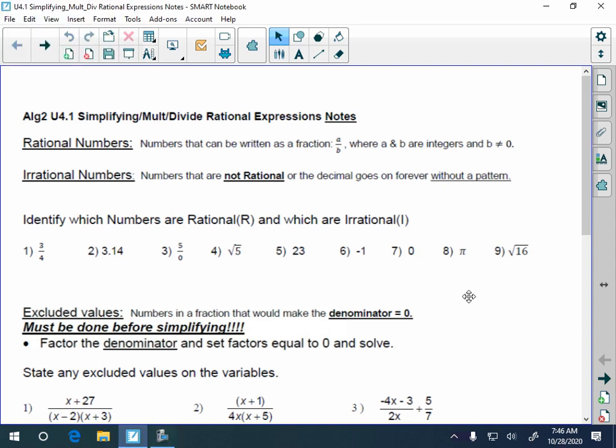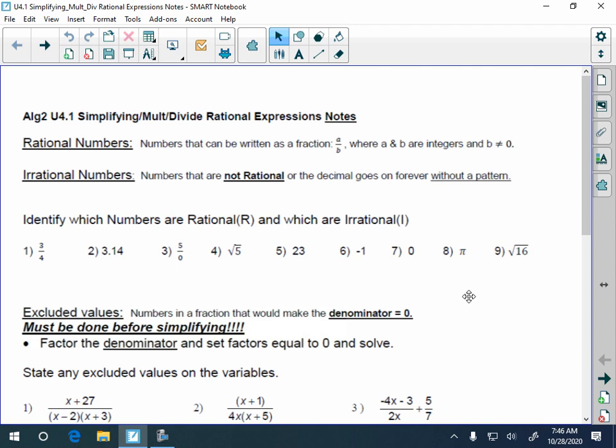All right, Algebra 2. Welcome back. We just finished Unit 3, and so we're going to start Unit 4 now. Unit 4 deals with rationals. Rationals are fractions. Rational comes from ratio. Ratio is a comparison of two numbers, so we're looking at fractions.